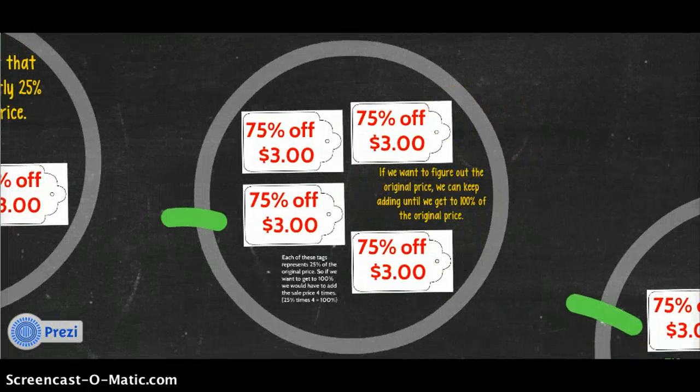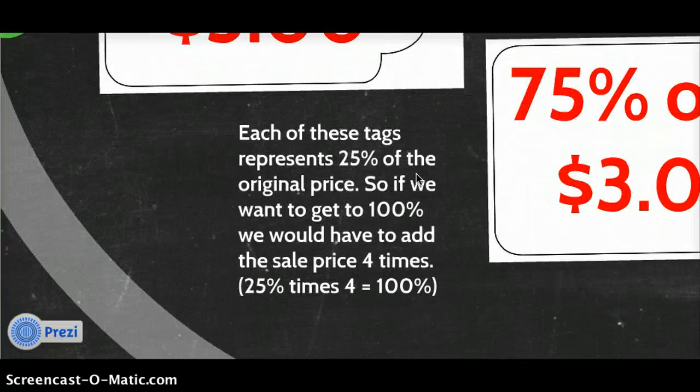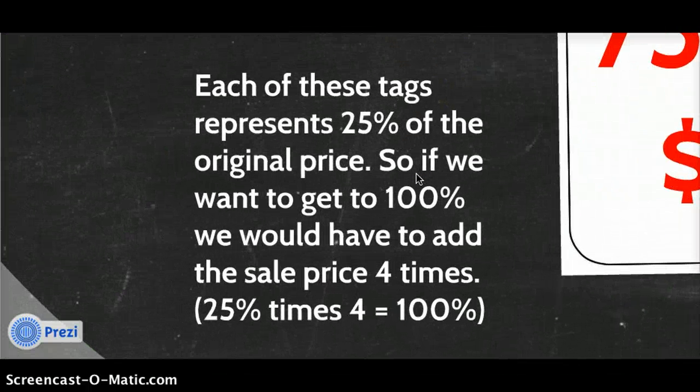So here I have 4 tickets, because 25% would be 1/4 of the original price, and each ticket is for $3. Each of these tags represents 25% of the original price. So if we want to get to 100% of the original price, we would have to add the sale price 4 times to get the original price, because 25% times 4 is 100%.